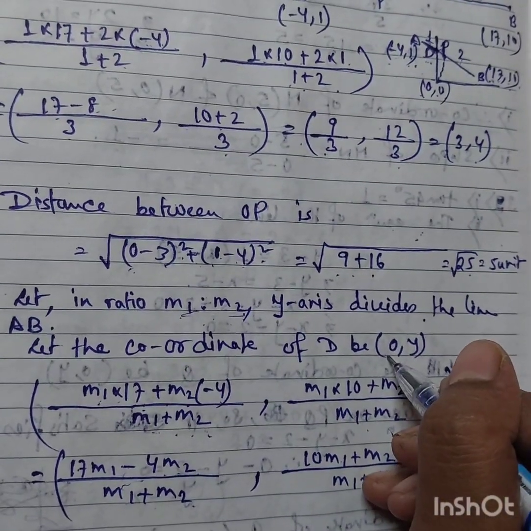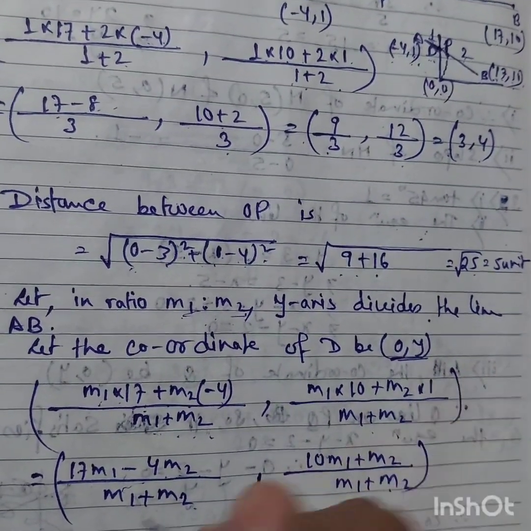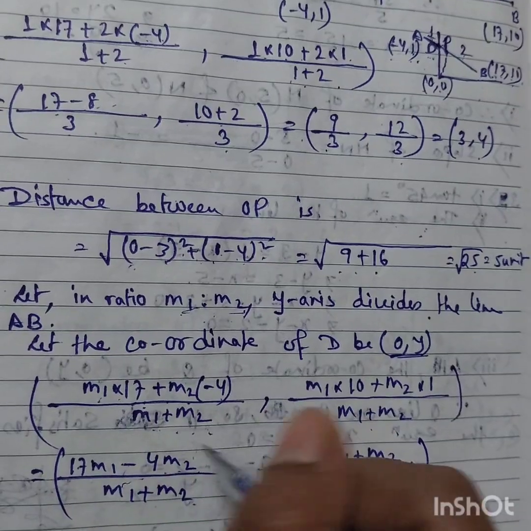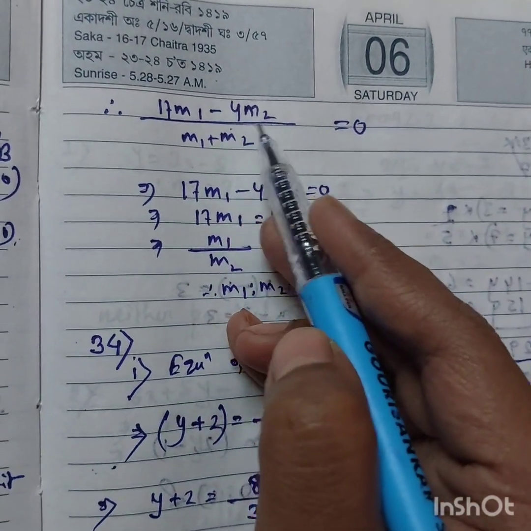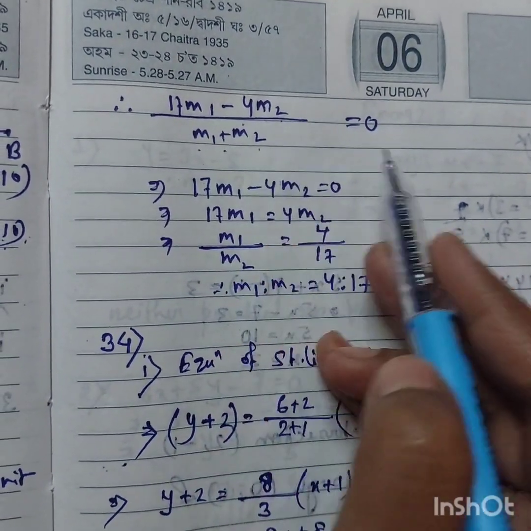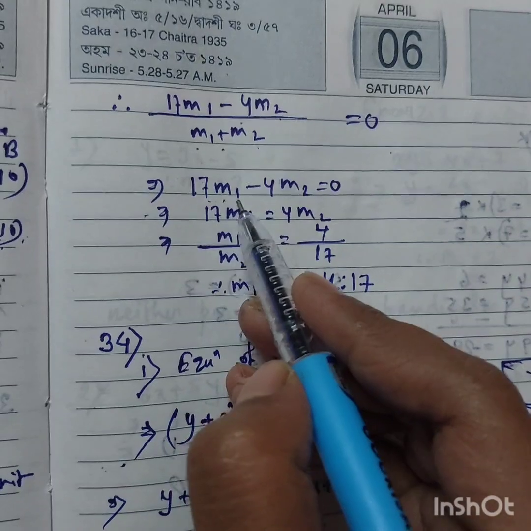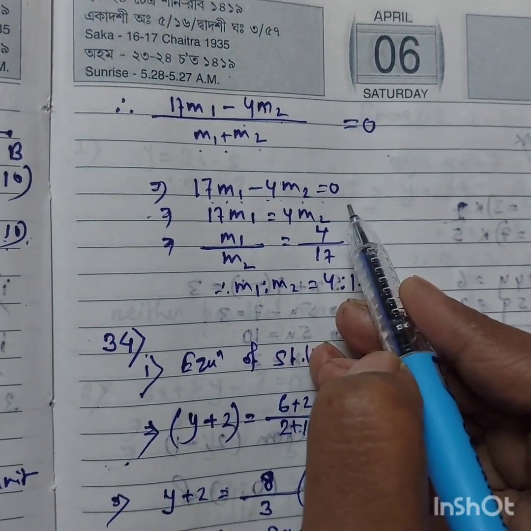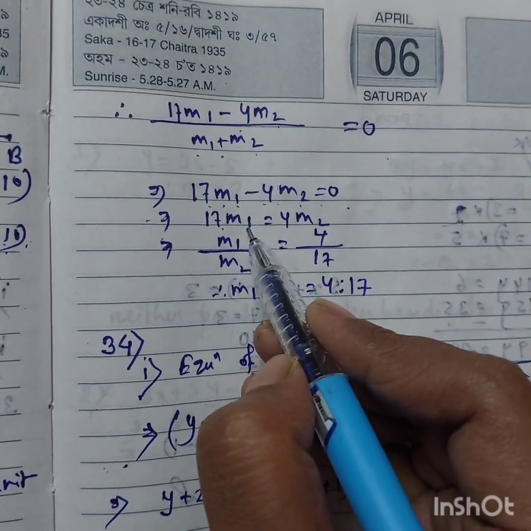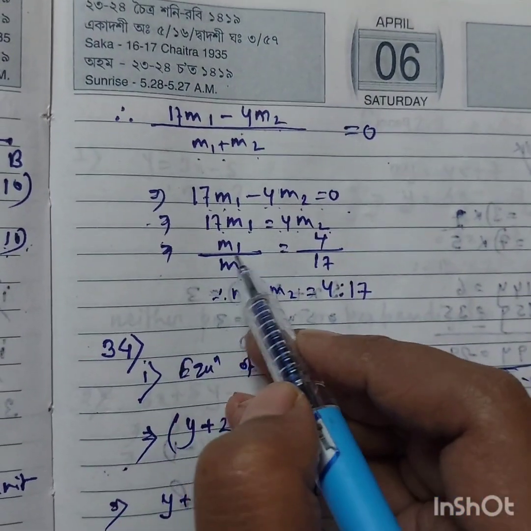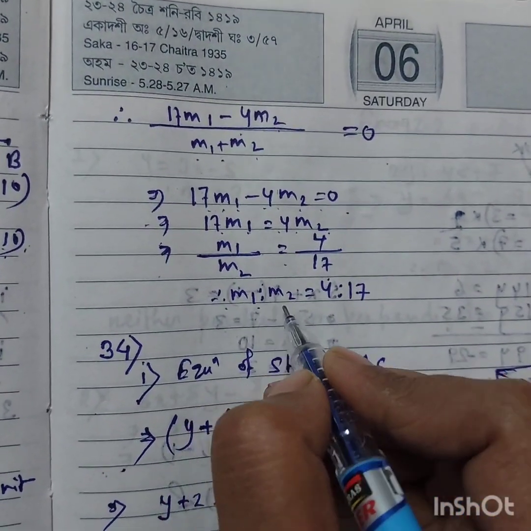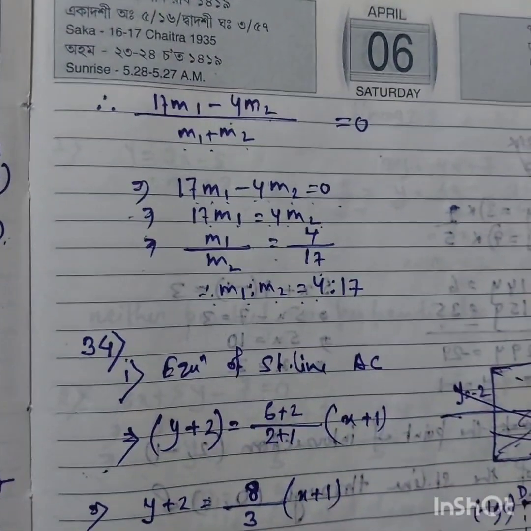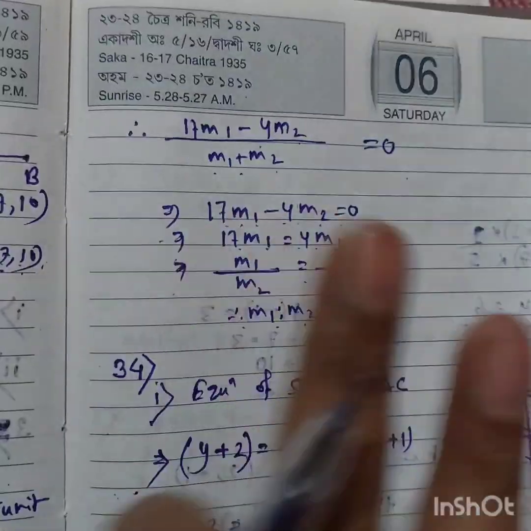Now equate this coordinate with this. So this x value should be equated to 0, that is (17 m1 minus 4 m2) by (m1 plus m2) is equal to 0. That implies 17 m1 minus 4 m2 is equal to 0. That implies 17 m1 equal to 4 m2, so m1 by m2 is equal to 4 by 17. Therefore m1 is to m2 is equal to 4 is to 17. So this is your ratio. Okay.